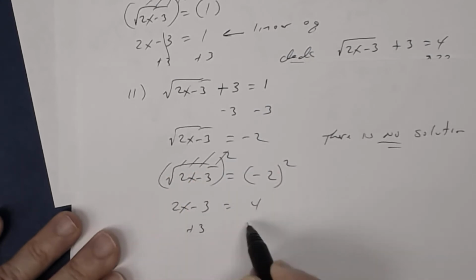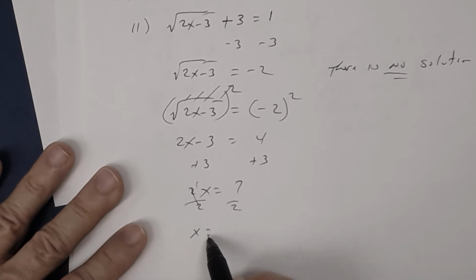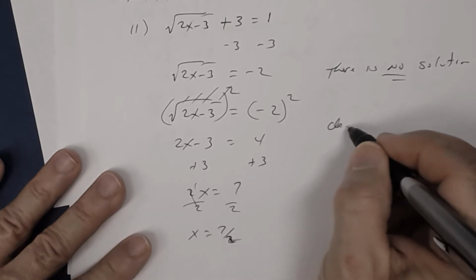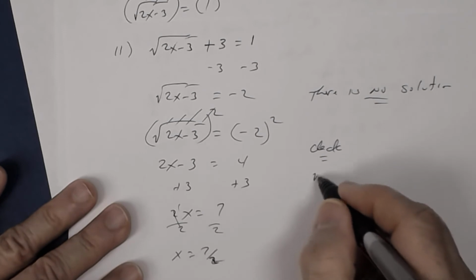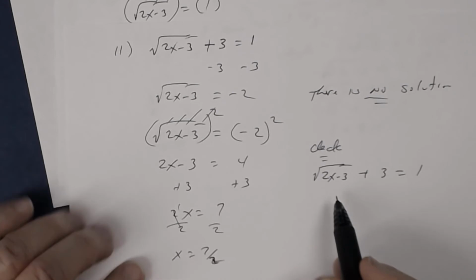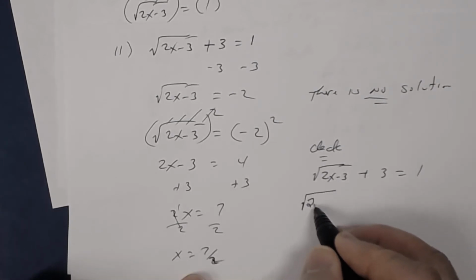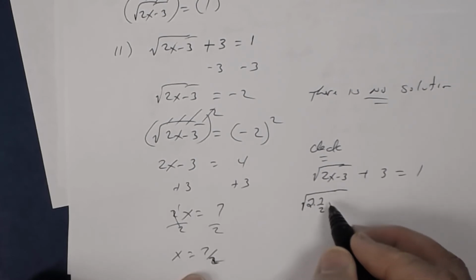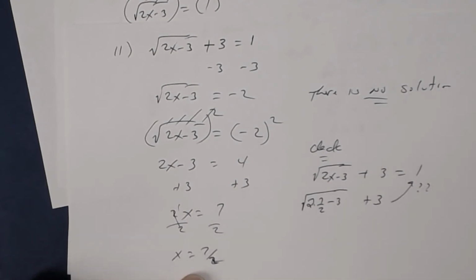So I'm going to add 3 to both sides. So I get 2x equal 7. Divide both sides by 2. I get x to be 7 halves. Okay, 7 halves. Okay, let's check it. How do you check? Go back to the original equation. Here is the original equation. You must go back to the original. So in place of the variable x, I'm going to substitute 7 halves. So I have the square root of 2 times 7 halves minus 3 plus 3, and I want to see if that's going to equal 1. That's what I'm looking for.